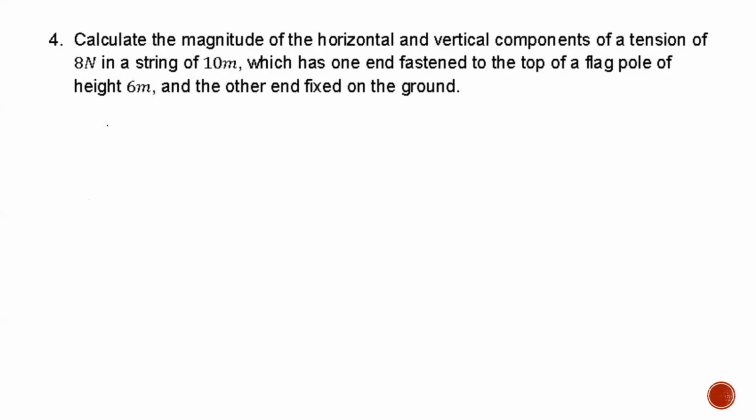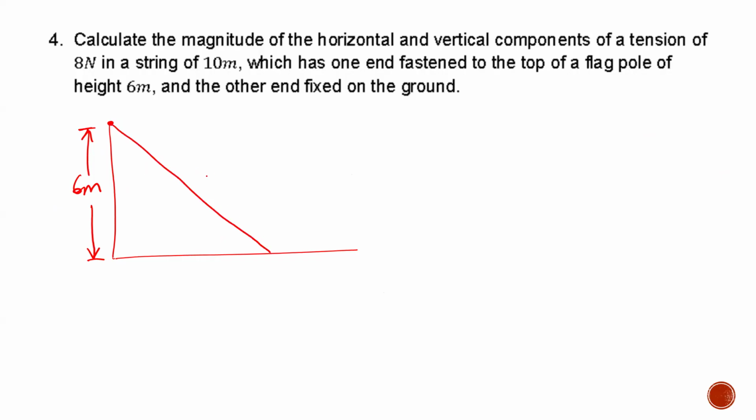Now, we're being told it's fastened to the top of a flagpole, height 6 meters, right? But the string is of length what? The string is of length 10 meters, and it's fastened, right? So that means the string is taut. It's not just lying. It's not just hanging. The string is taut. And if it's of length 10 meters, then it has to be at some angle like this, because it can't be straight. Otherwise, the other 4 meters would just be lying around.